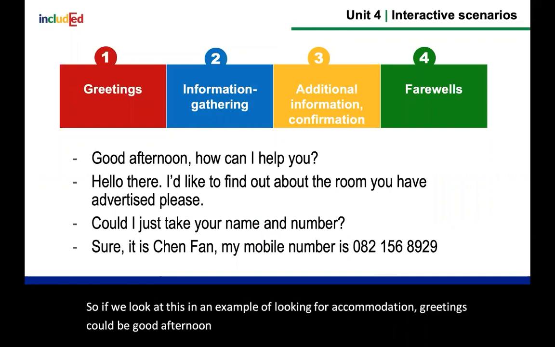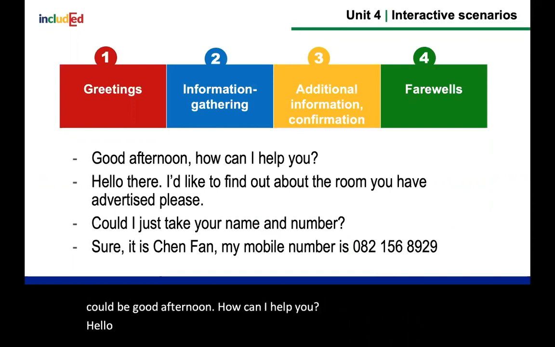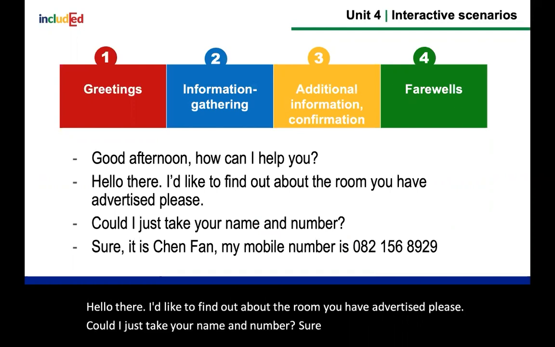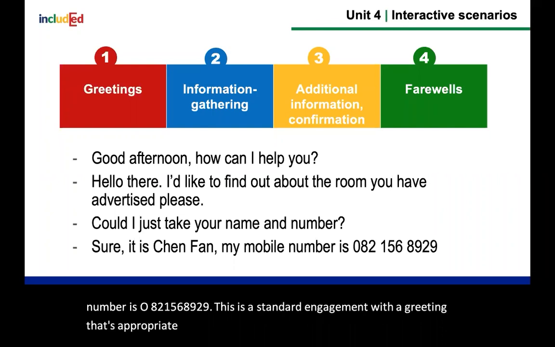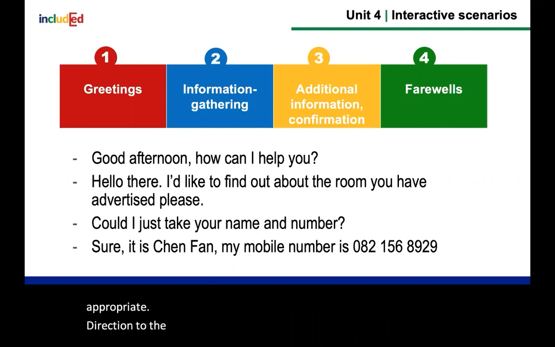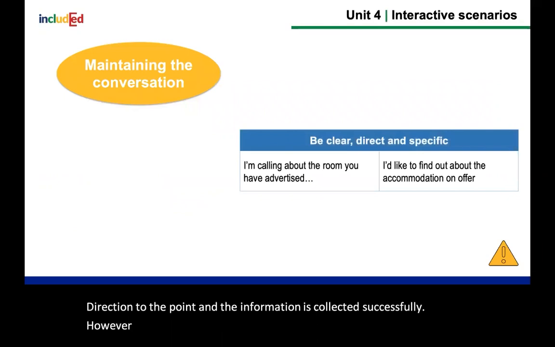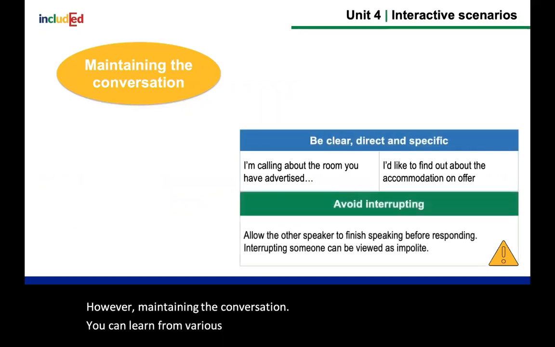So if we look at this in an example of looking for accommodation, greetings could be: Good afternoon, how can I help you? Hello there, I'd like to find out about the room you have advertised, please. Could I just take your name and number? Sure, it is Chen Fan. My mobile number is 082 156 8929. This is a standard engagement with a greeting that's appropriate, direct and to the point, and the information is collected successfully. However, maintaining the conversation, you can learn from various strategies in linguistics.